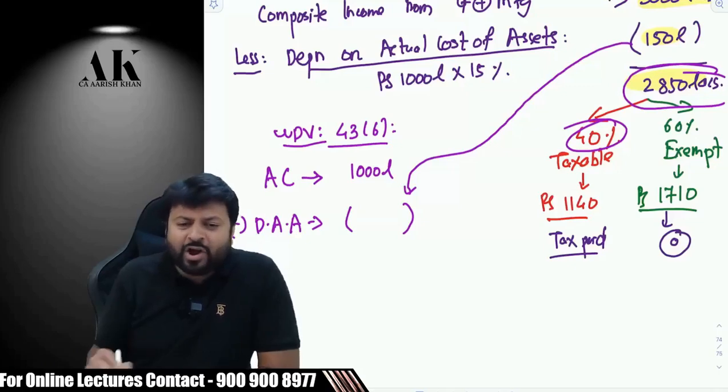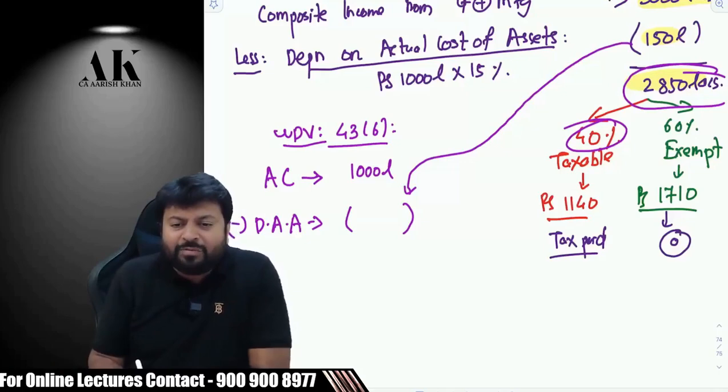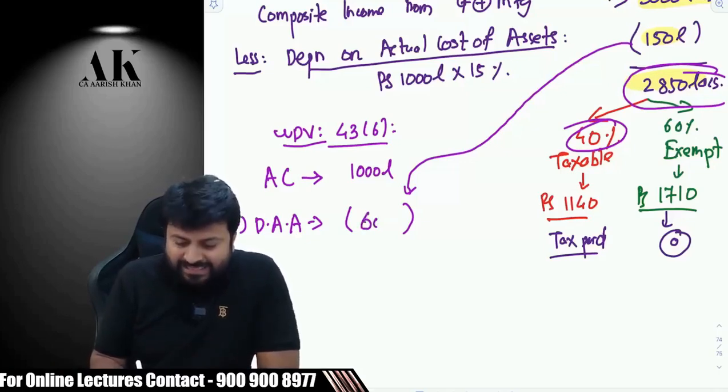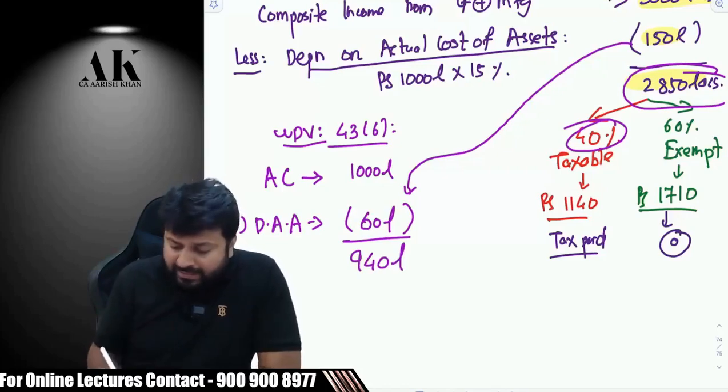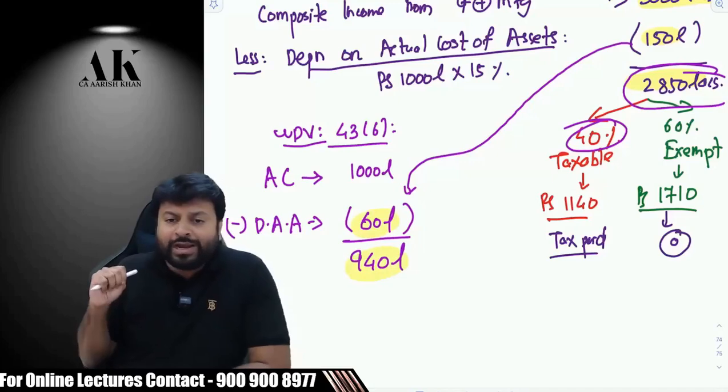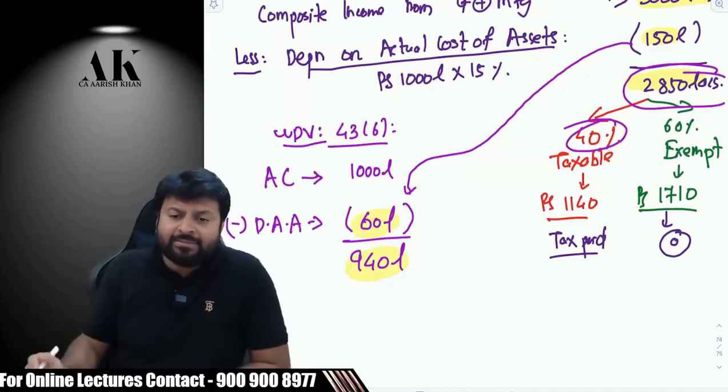Actually allowed, right or not? Therefore, 40% of my depreciation will come to how much? 60 lakhs. And therefore, my WDV for the next year would be how much? 940 lakhs. Now, why is the assessee saying so? Because if he would write 150 lakhs over here, the WDV of next year will fall down to 850, and in next year he will get lesser depreciation.